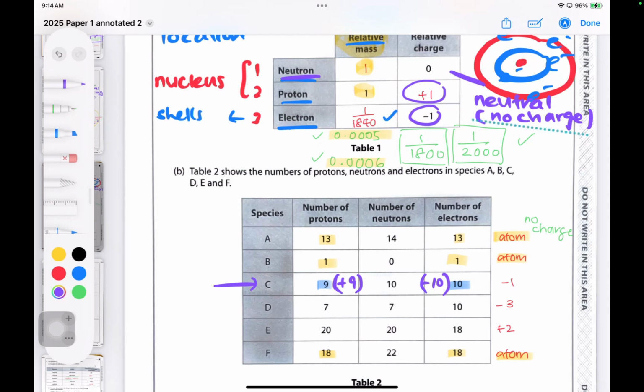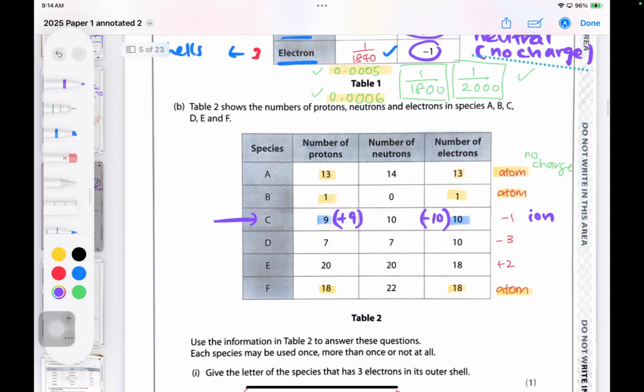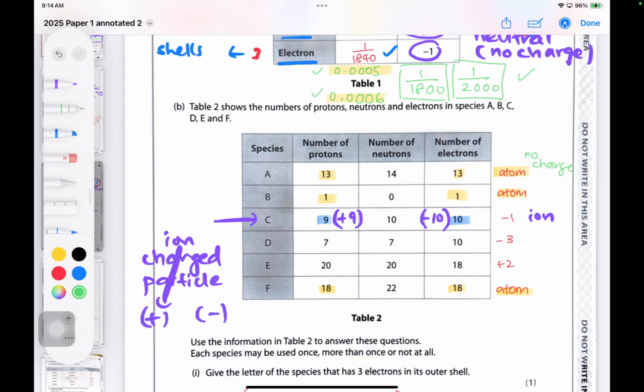It is a negative 1, and that will make it an ion, because an ion is a charged particle. An ion can be either positively charged or negatively charged. If it's positively charged, it's known as a cation. If it's negatively charged, it is known as an anion. So that's basically how we identify whether it's an ion or an atom.